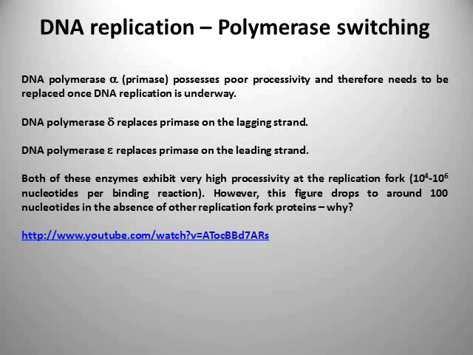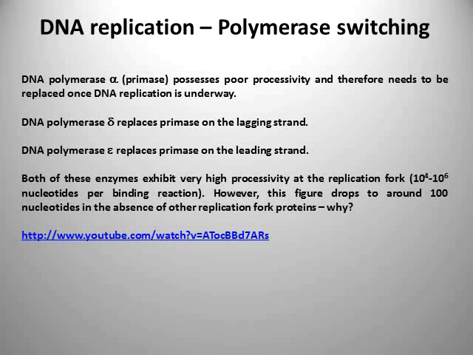So DNA polymerase alpha produces this RNA primer, and it in itself can start copying the DNA, synthesizing the new DNA. But it's very poor at doing this. It has very poor processivity. So in other words, it's very slow at copying the DNA. Therefore, it needs to be replaced once replication's underway.